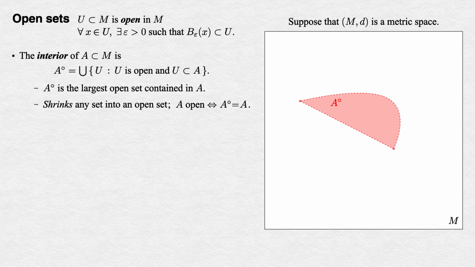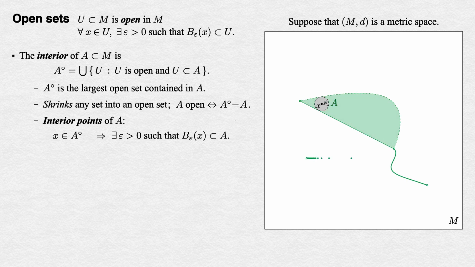The points in the interior of A are called, unimaginably, the interior points of A. X being in the interior of A, which is an open set, means that there exists some positive epsilon such that B epsilon of X is contained in the interior of A, which is then contained in A.